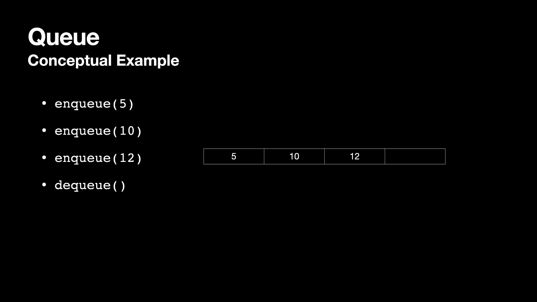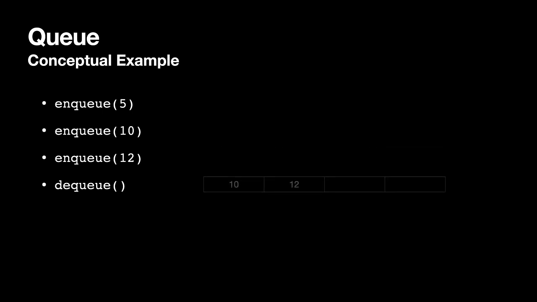And then a dequeue operation will remove and return what's at the front of the queue. So it'll remove the 5 and return it. And that'll leave the 10 and the 12 in the queue with 10 at the front of the queue.